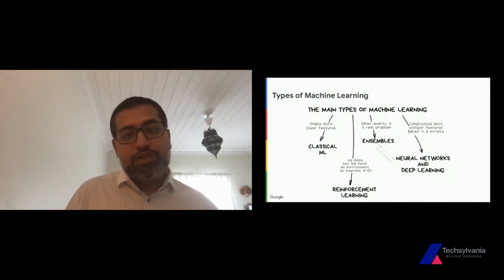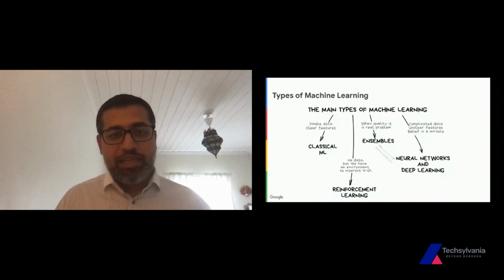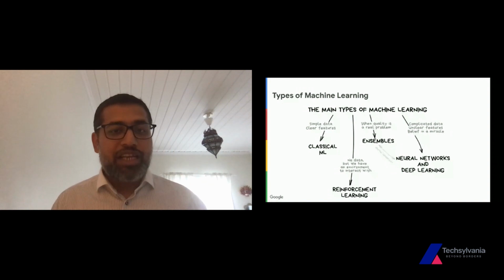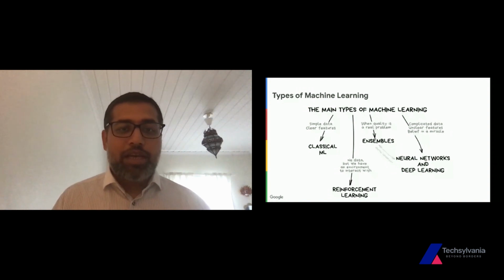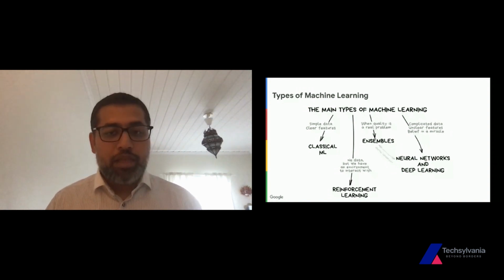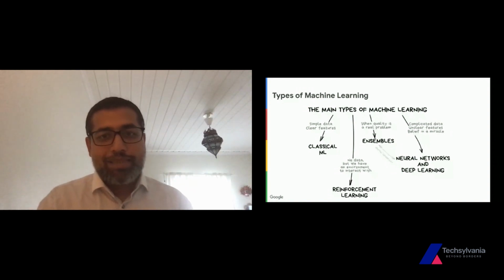And in cases in which you don't have data, but you have an environment, you have an agent which can interact on your behalf and provide feedback, positive and negative feedback, a reward-based system. In that case, you can have reinforcement learning. So that took longer than I expected.